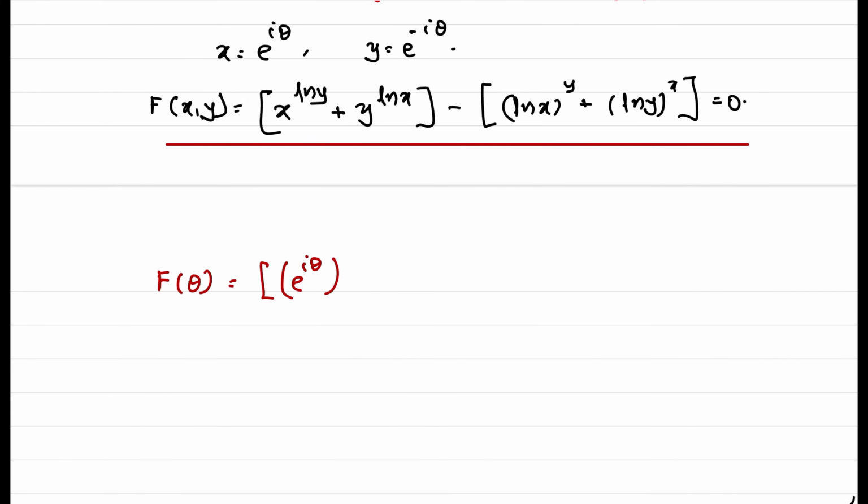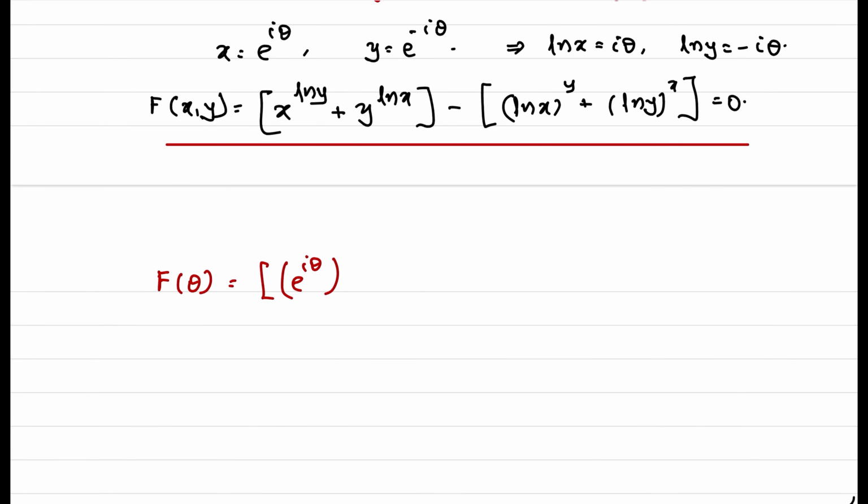Whole to the power of, what is ln y? If this is what I assumed, then ln x will be i theta and ln y is equal to minus i theta. Do you agree?